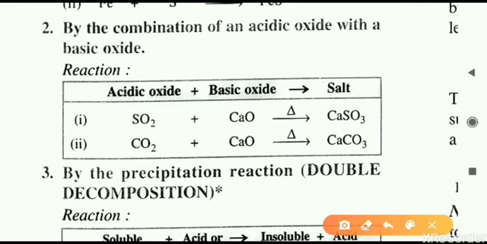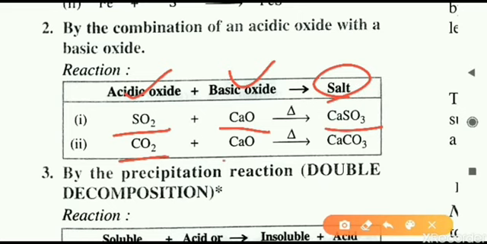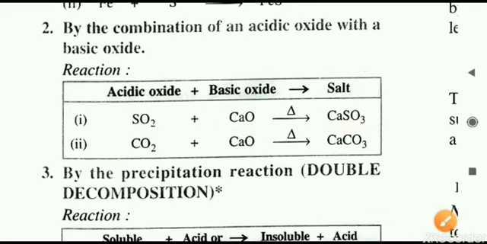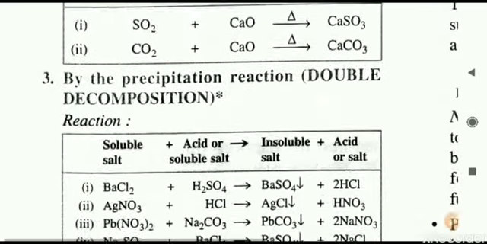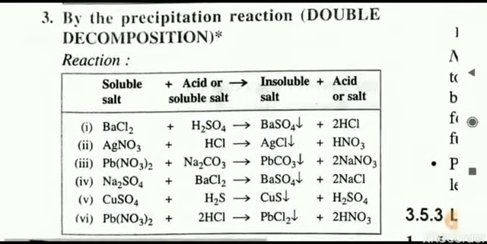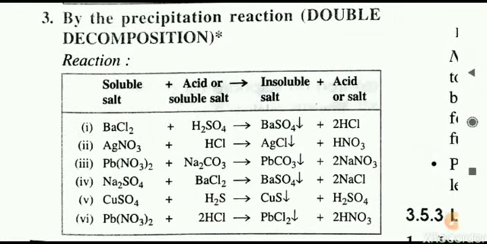So we are reacting one acidic oxide with one basic oxide. What we will get is salt. Here example you can see SO2 plus CaO, acidic plus basic oxide. They will simply combine together and give us a salt. Second example, CO2 plus CaO, that is acidic and basic oxide, it will give a salt. That is a simple method, just combination of different atoms is happening.